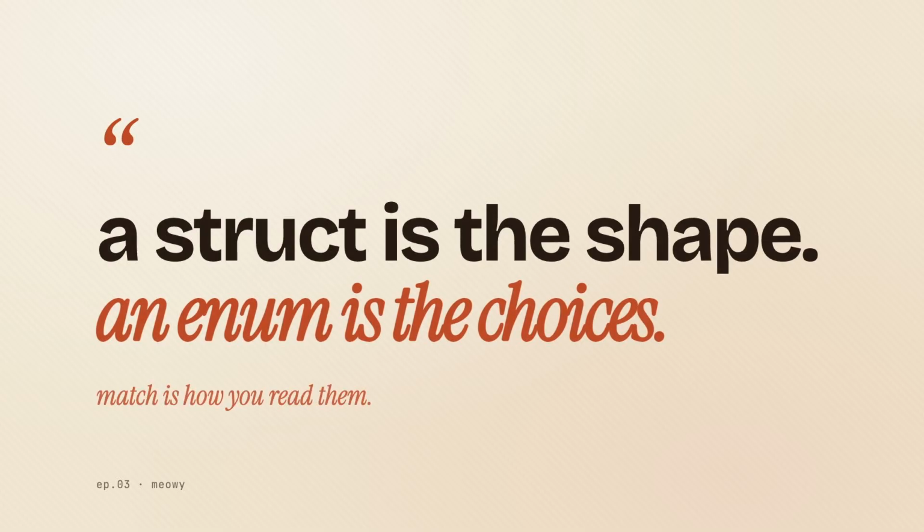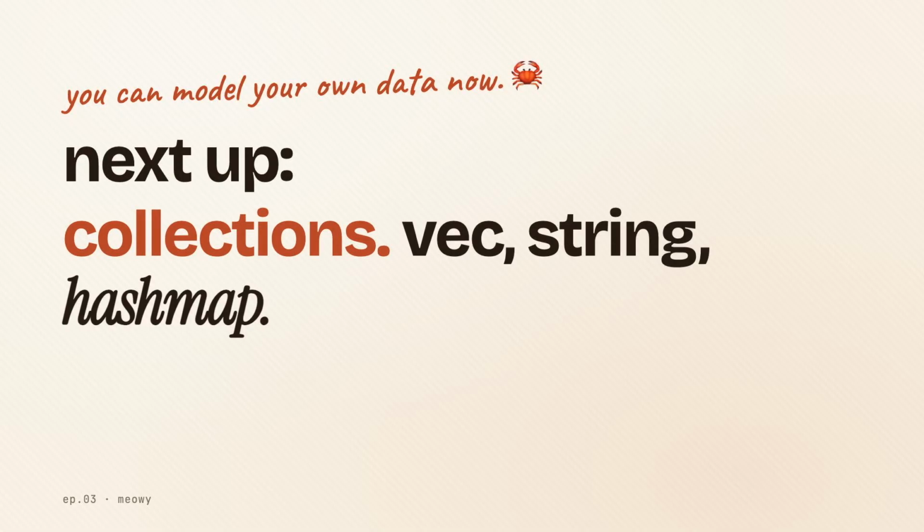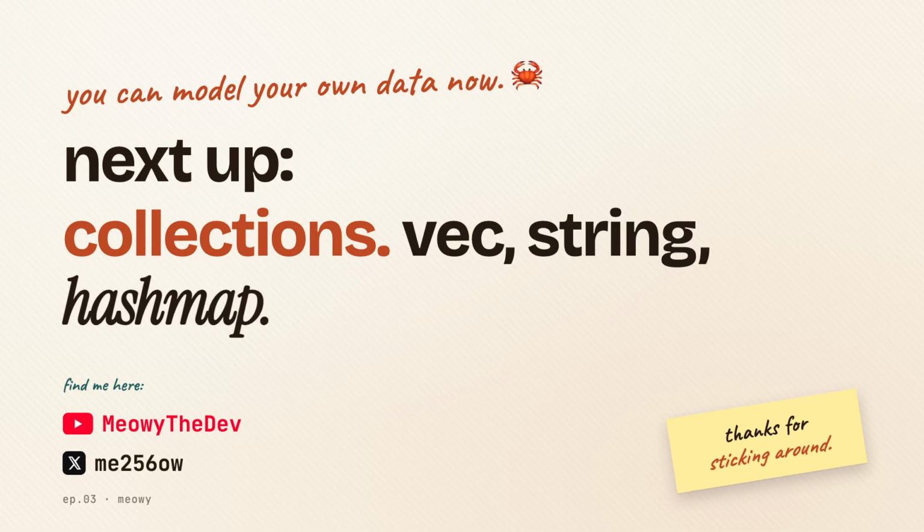Well, there are only 3 ideas that we just discussed. A struct, which is the shape, an enum, which is the choices, and pattern matching, which is how you read them back. And that is all structs, enums, and pattern matching. Now you can probably model your own data in Rust, the shape, the choices, and the safe way to read them back.